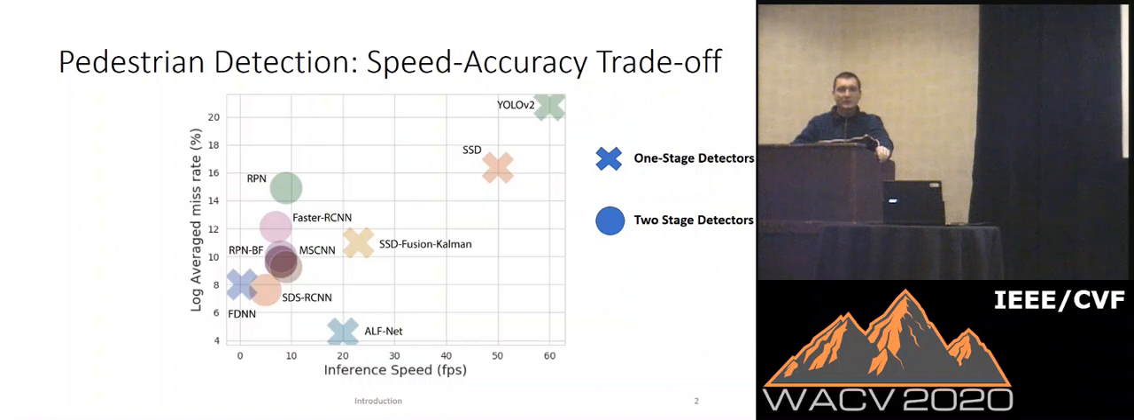Most pedestrian detectors are either two-stage, like Faster RCNN, which are accurate but a little bit slow, or one-stage, like SSD and YOLO, which are faster but less accurate. The goal is to get a good trade-off between both: fast and accurate.